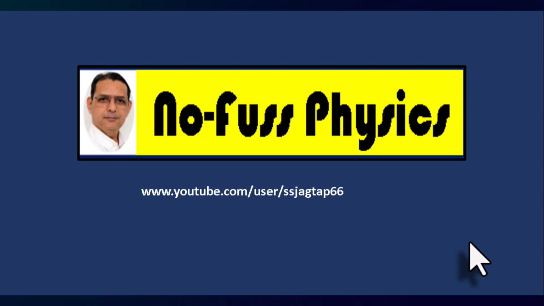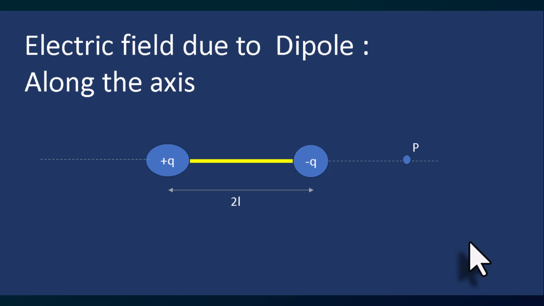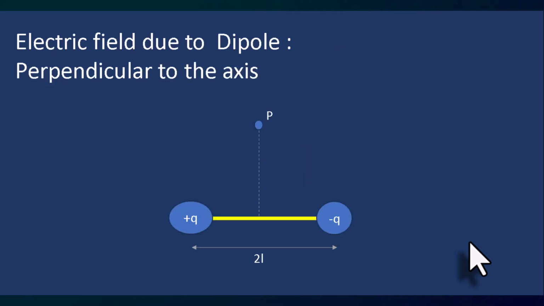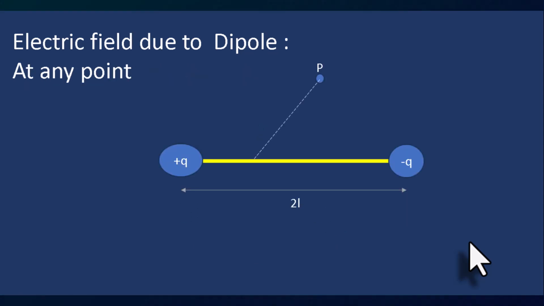In the previous two videos, we found the electric field of a dipole in two special cases, along the axis and perpendicular to the axis. Now, let us take it one step further. What if the point is anywhere around the dipole, not just on these two special lines? In this video, we will find the electric field at a general point P due to a dipole and bring all the ideas together. So, let's get started.